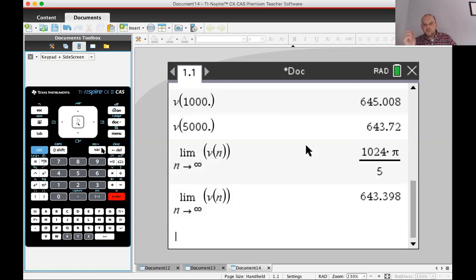Is it even worth it? I mean, it's worth it because we could potentially find the exact value somehow. But in actuality, we need to know a lot more to do that, though the calculator can knock it out right now. So 5,000 cylinders was plenty to get very accurate. An infinite number, if you know what you're doing, can give you exactly 1024 pi over 5.